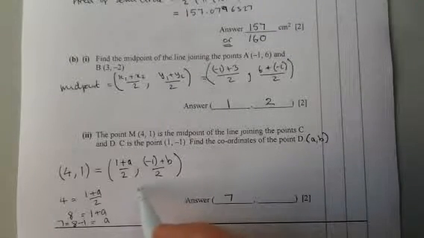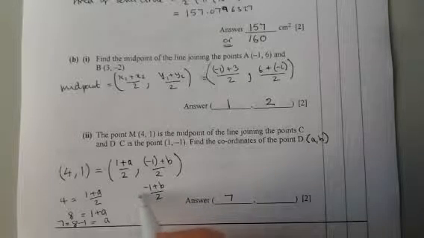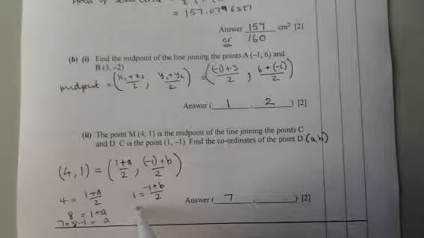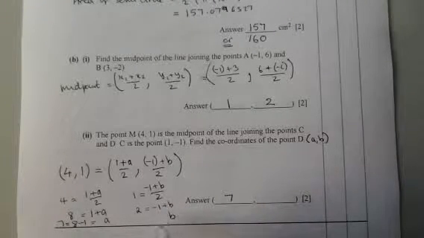And then we know minus 1 plus B over 2 is equal to 1. So 2 would be minus 1 plus B. So B would be 2 plus 1, which is 3.